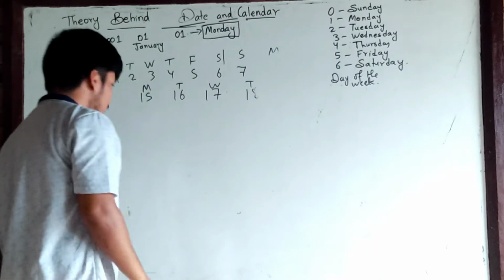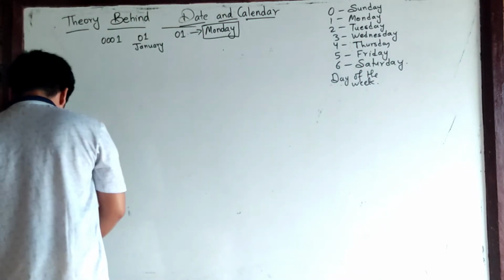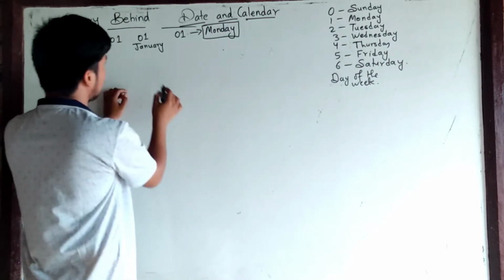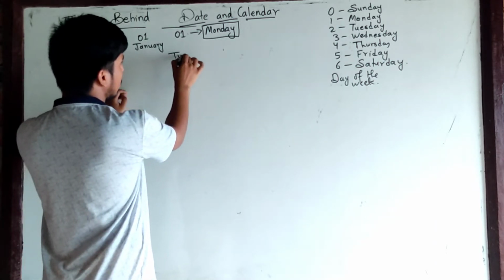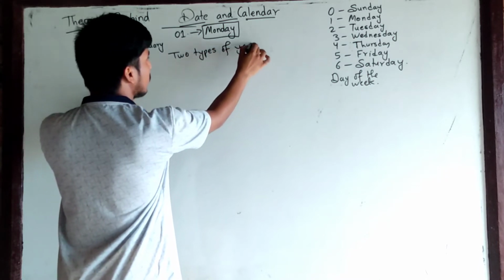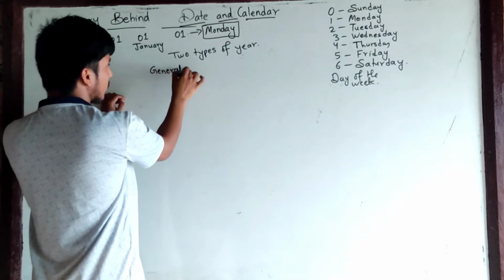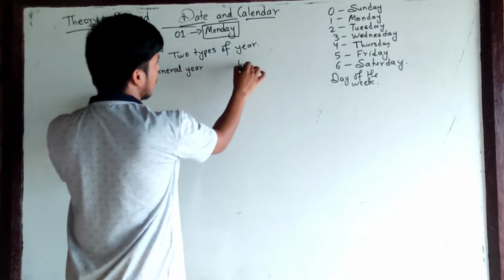Now let's move on to the month part of this. In general, we have two types of years. One is the general year, and another is the leap year.